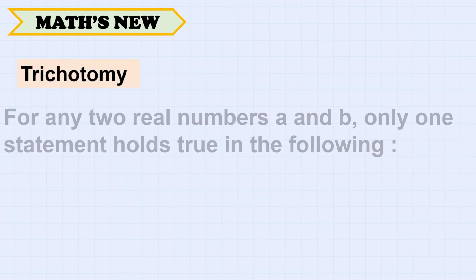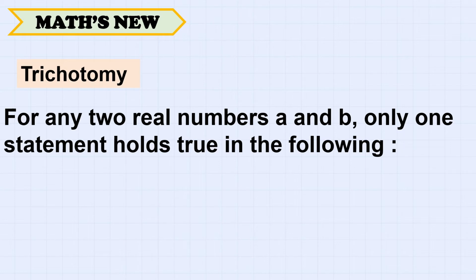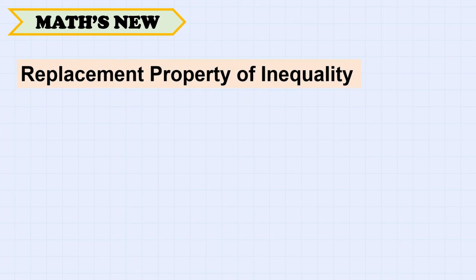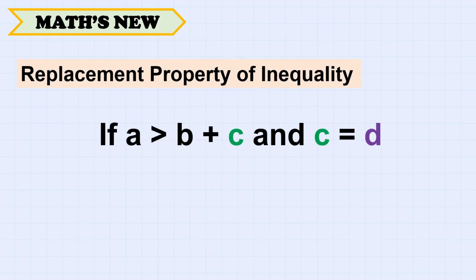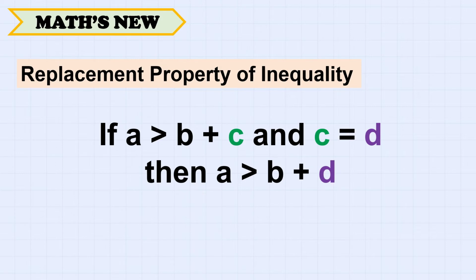Next is trichotomy. It states that for any two real numbers A and B, only one statement holds true in the following. It can be A greater than B, or A is equal to B, or A is less than B. Last is replacement property of inequality. It states that if A is greater than B plus C and C is equal to D, then A is greater than B plus D.